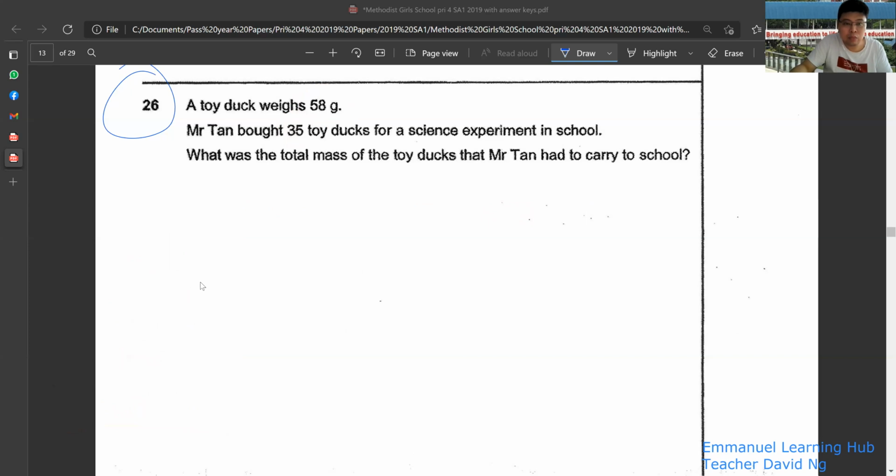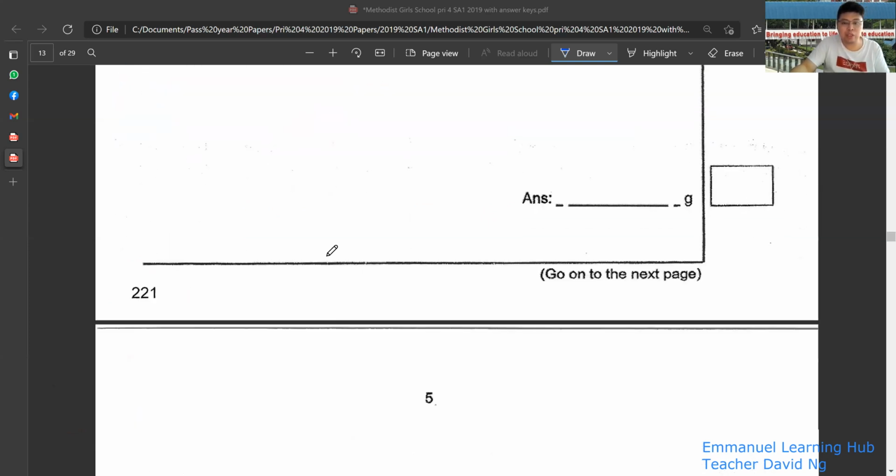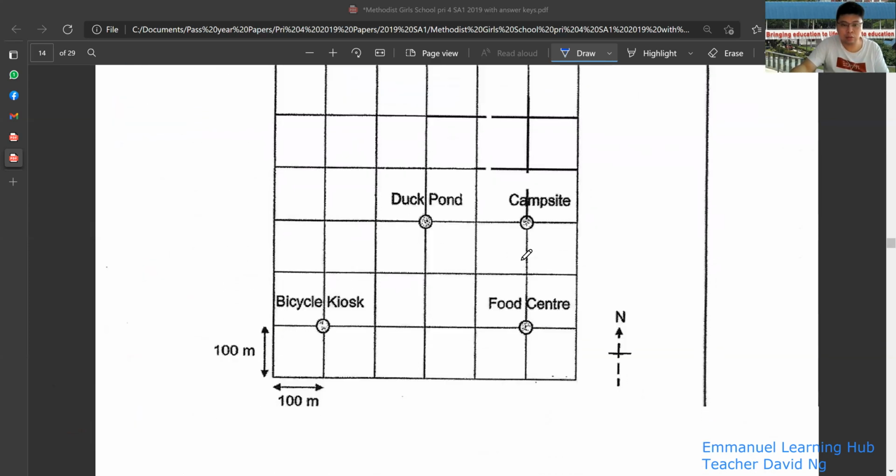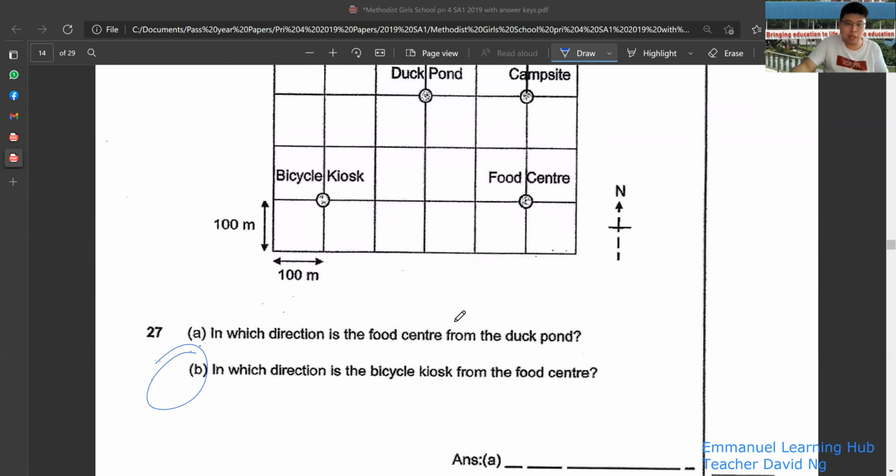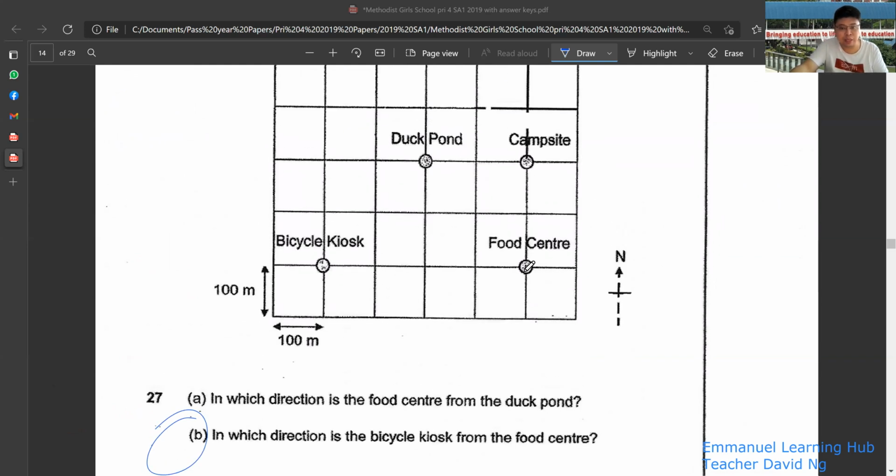Okay, let's move on to the next question. In which direction is the bicycle kiosk from the food center? Bicycle kiosk is here, food center is here. Which direction? North is here. North, south, east, and west.